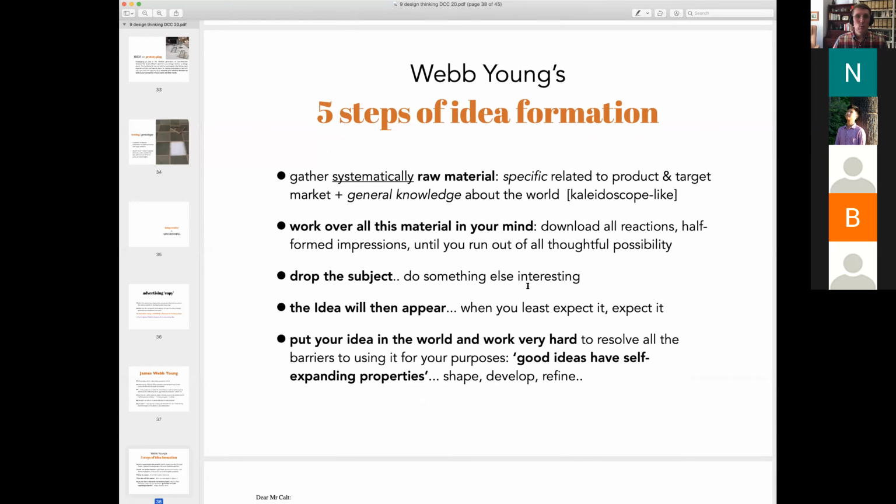So putting your idea in the world and working very hard to resolve all the barriers to using it for your purposes. And he says fundamentally that good ideas have self-expanding properties. And if you think about it, once you kind of get it, there is this exciting thing where you get momentum. Yes, yes, and then this and this and this. Now, very often they're dead ends. They actually turn out to be not as good as you thought. But it can be exhilarating. It can be incredibly exciting to work in any team or even as an individual doing this ideating kind of process.